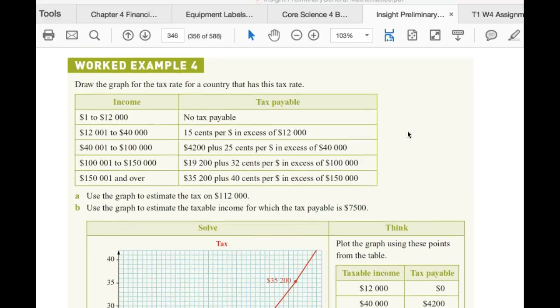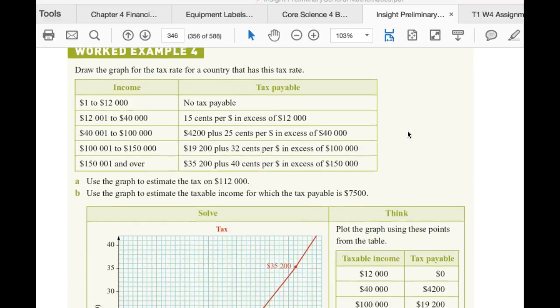Hi Year 11. The second part of our tax rate graphs is when we are trying to draw a tax graph when we've got a variable tax rate. So let's say we've got a country. You could be asked to do any sort of country. You've got an income tax and tax payable. It looks the same as ours, but we have a variable rate.